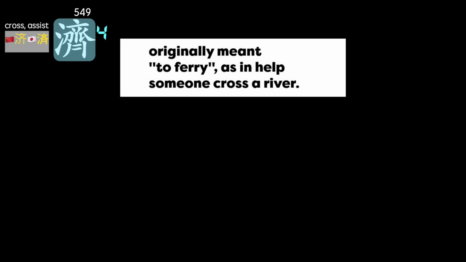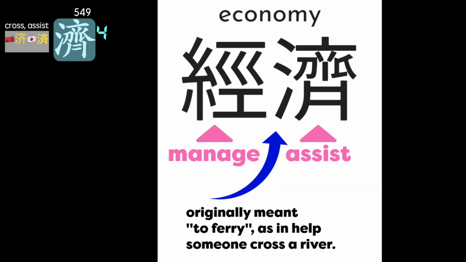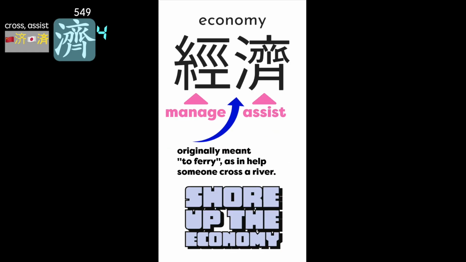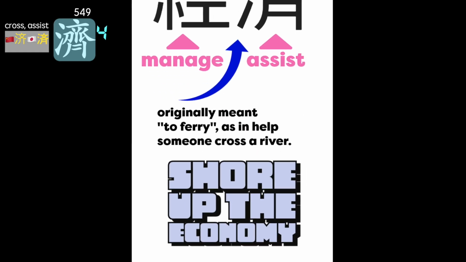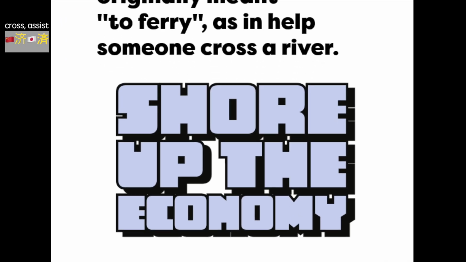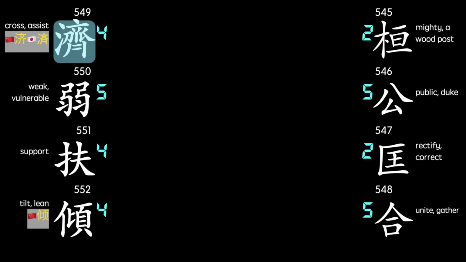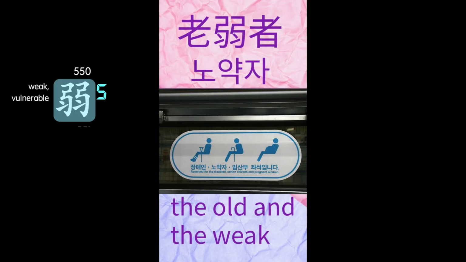So on to 549. Now I mentioned earlier this character originally meant to ferry someone or to help them cross a river. Now it's most commonly seen as part of the word for economy. So it's interesting to think that the roots of economy lie in the relieving of hardship. During hard economic times, governments try to shore up the economy. This means weak. You could see this sign on trains in Korea, suggesting that certain seats are reserved for the weak and the old. Now, I know this is a very common sign in Korea, but I'm not sure if it's used the same way in Japan or China.